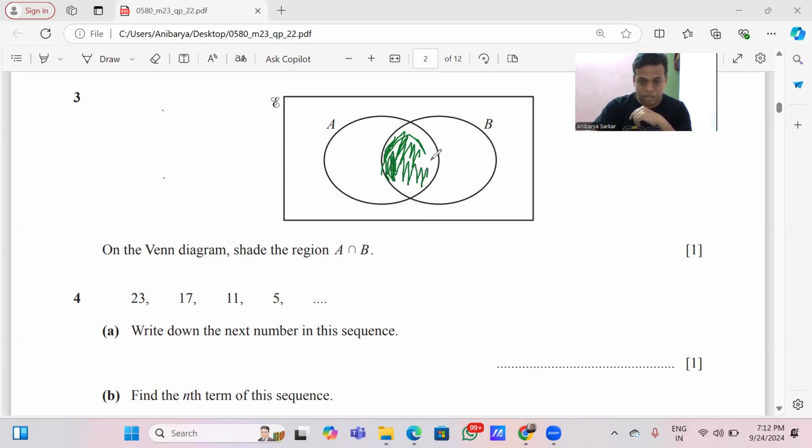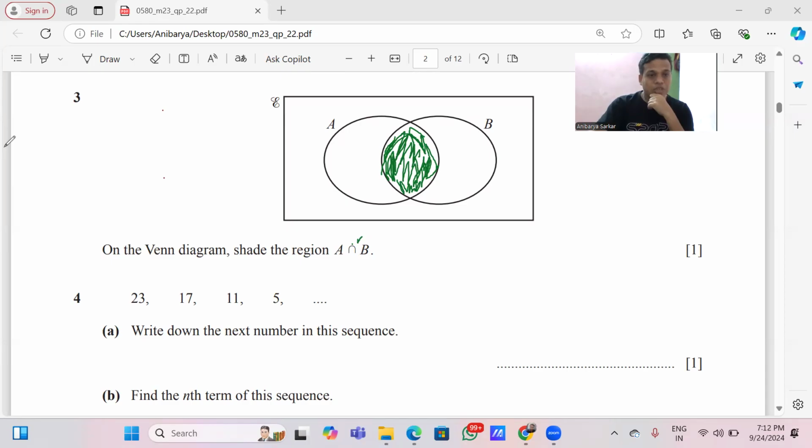I'm shading this intersecting part because this sign is the meaning of the intersection. Intersection means common between these two sets. So this part is the common between these two sets. Okay. So this is the 1 mark question.